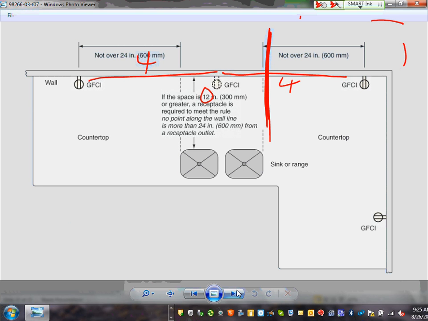So the question would be, would this area here count or not? Would it count? Because it will make a difference, right? When you measure, should I measure from here, this way, from here, this way, or should I include this wall? If it's set back 12 inches or more, yep. If it's less than 12 inches, no.